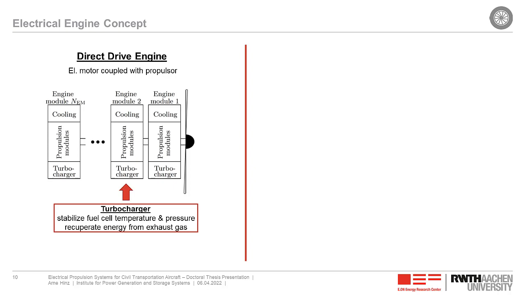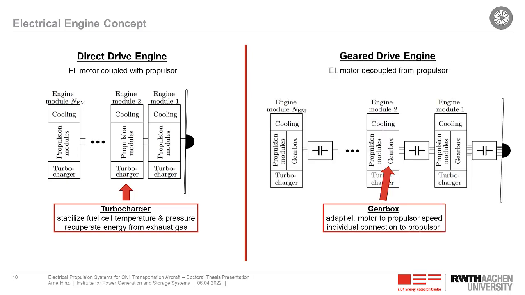The other variant is the gear drive engine, which actually puts a gearbox between the electrical machines and the propulsor. Thereby, we are connecting the propulsor individually to each gearbox to avoid single points of failure due to a blocking gearbox in the system.